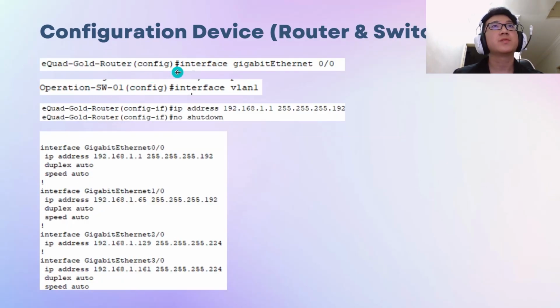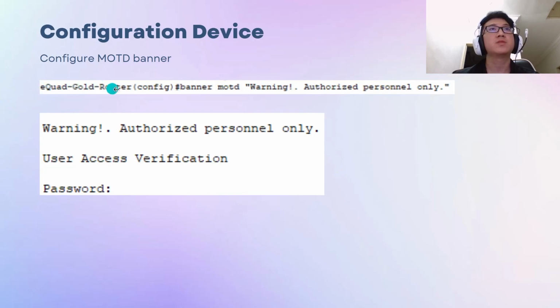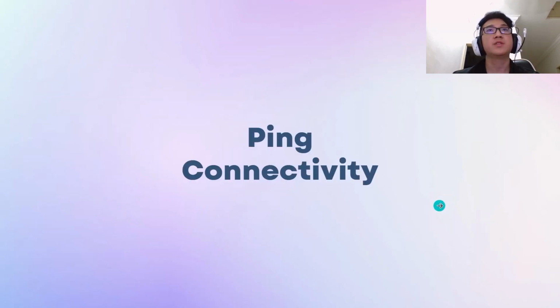After that, we will use interface Gigabit Ethernet for our router, and it is similar for the switch also. We use interface VLAN, and then enter the IP address and the subnet mask, and then no shutdown to enable the interface. This one is to configure the message-of-the-day banner. Before you enter the password, it will prompt the message.